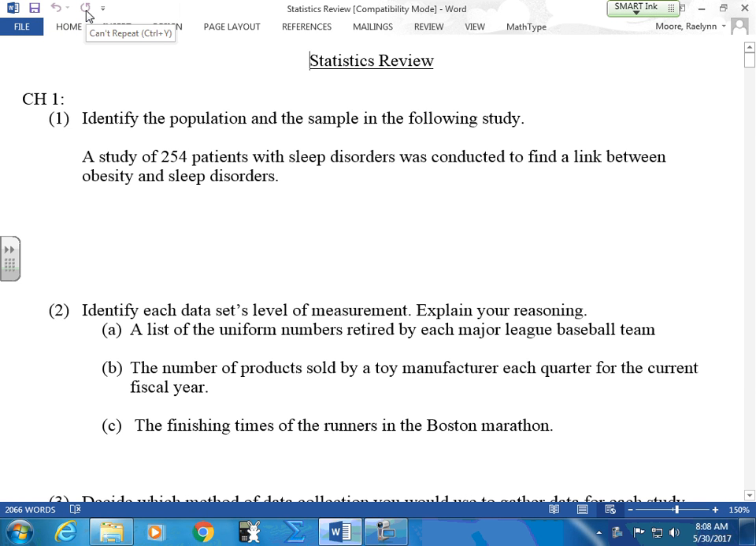54 patients with sleep disorders. Are there more patients with sleep disorders? So therefore, what's your population? All patients with sleep disorders.